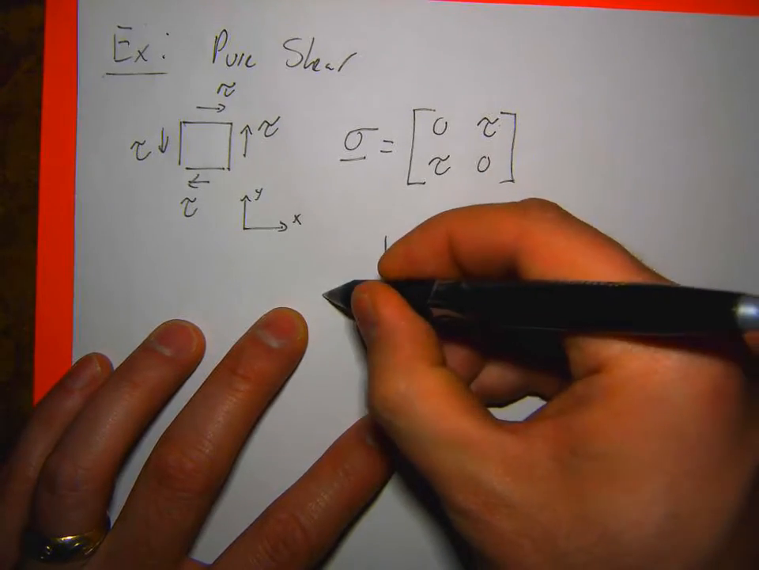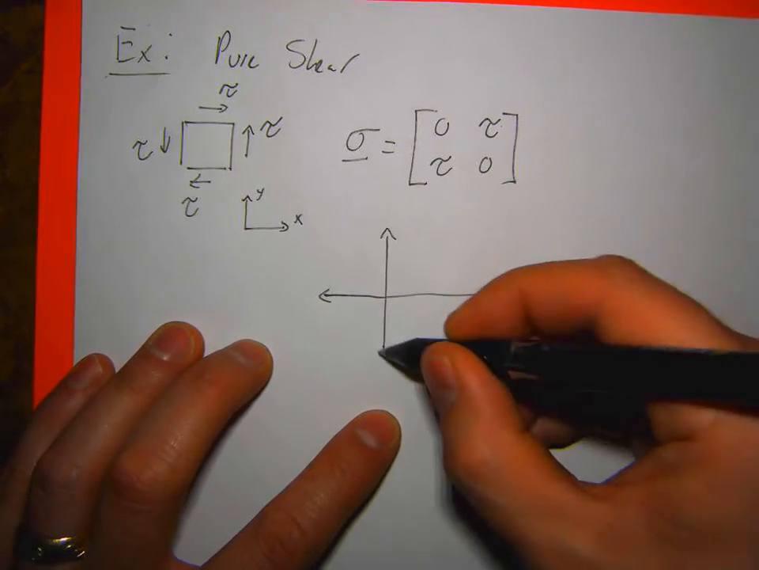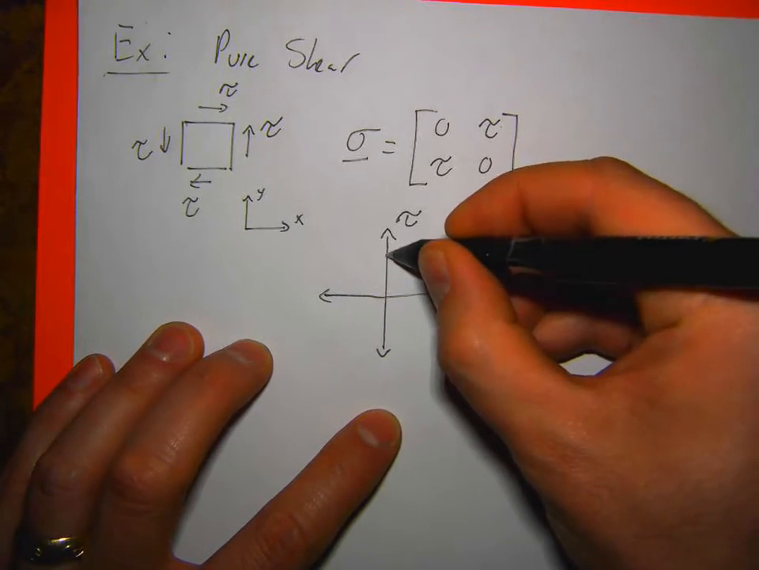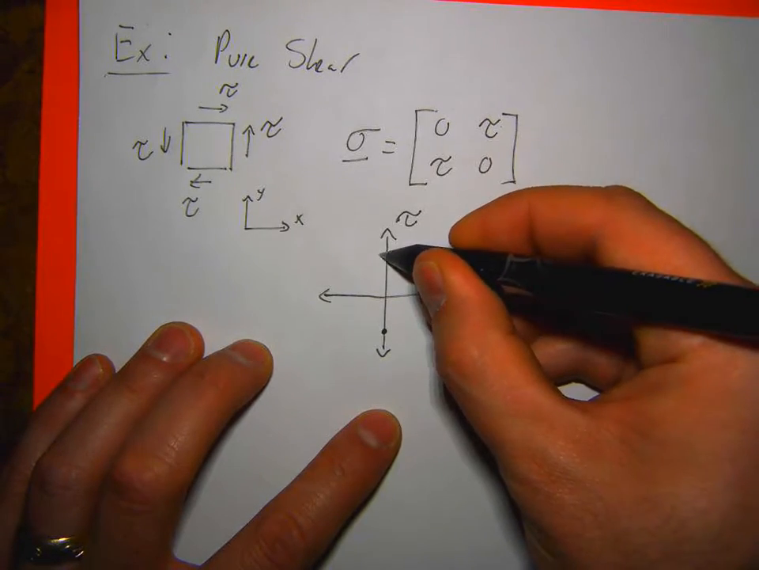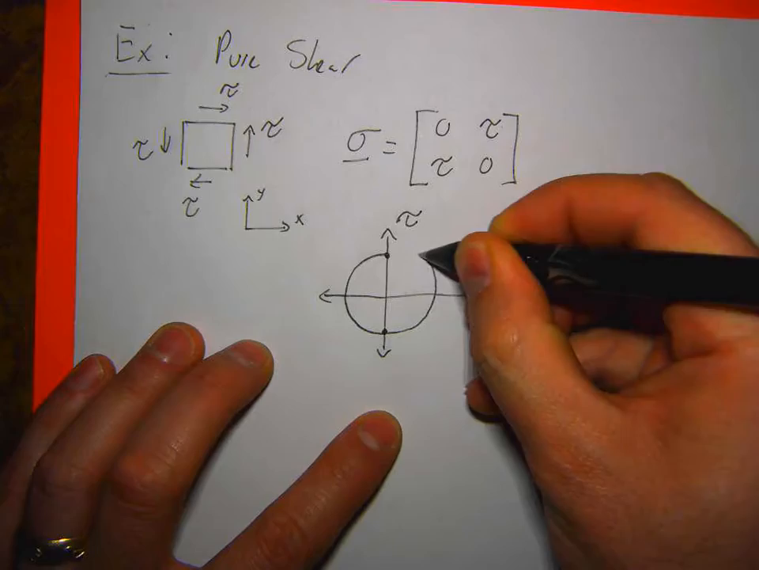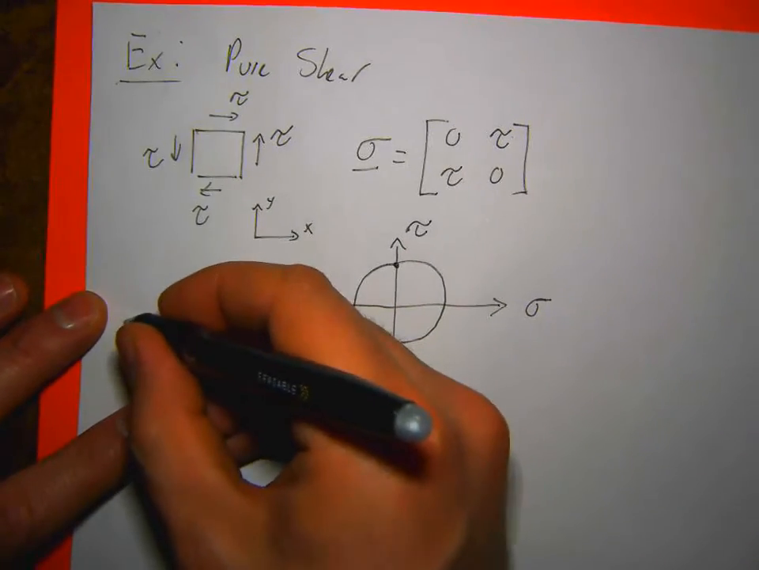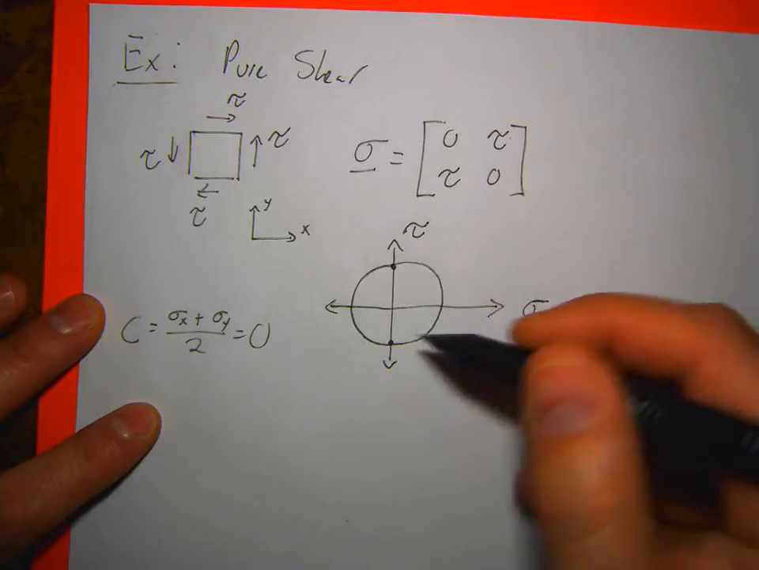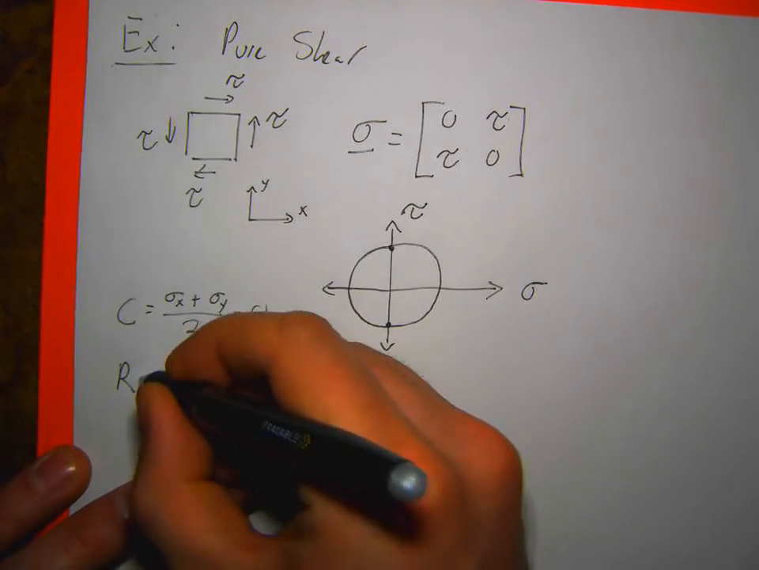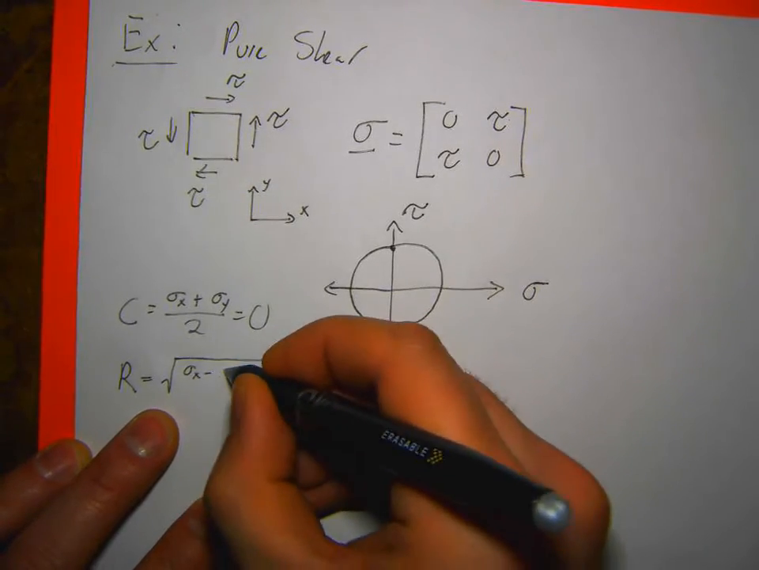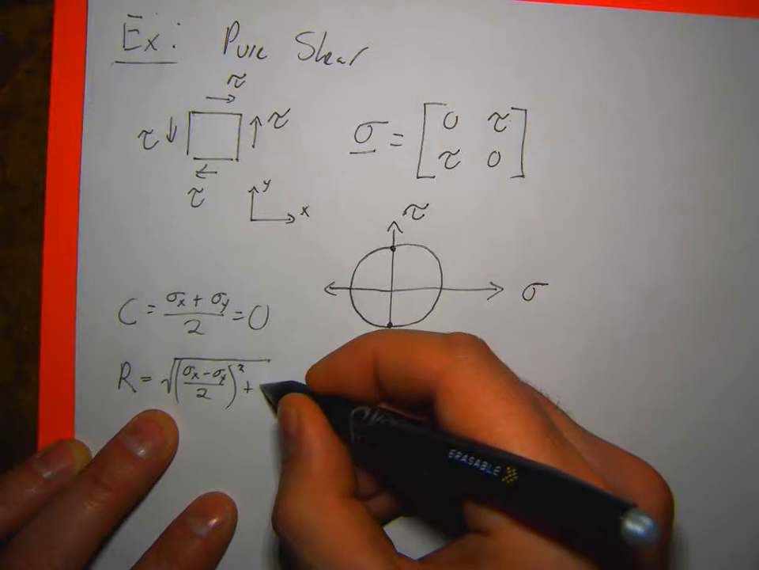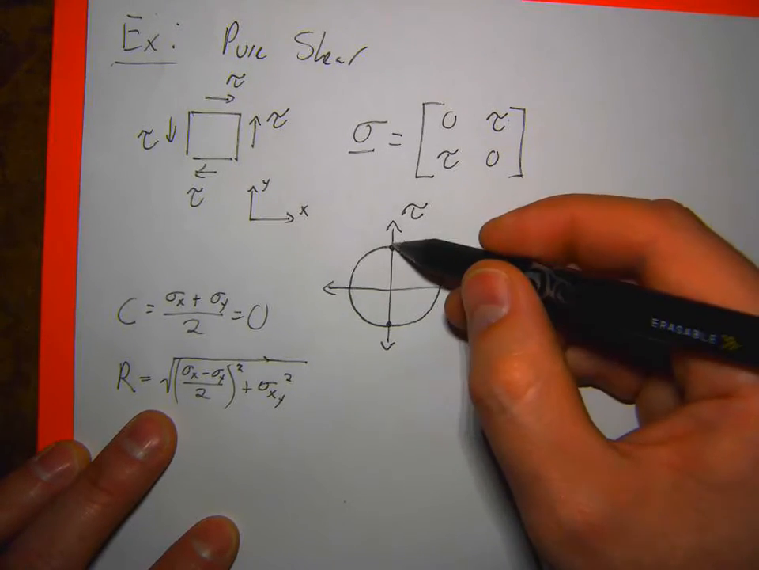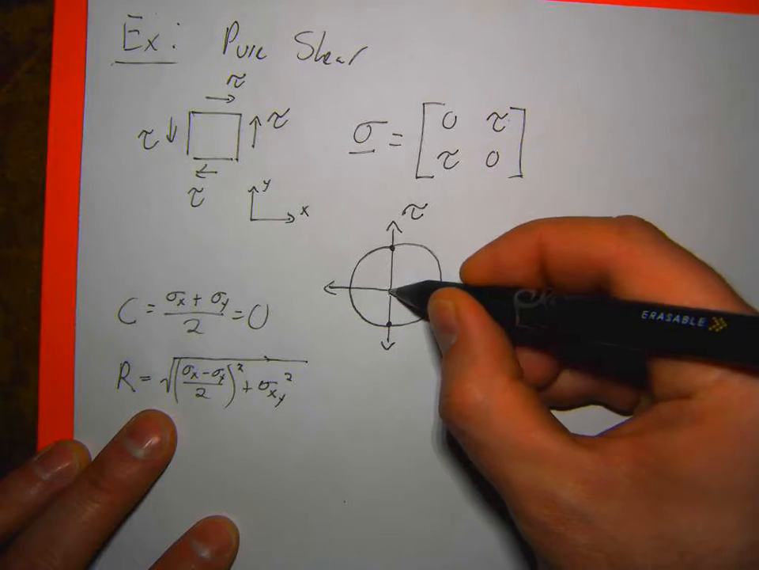So I can draw this out. This is now my stress, axial stress and shear stress. My points here are tau and minus tau. There's no axial stress. So I know the center point of the circle, sigma x plus sigma y over 2, is just 0. So my circle is centered at 0. My radius is the square root of (sigma x minus sigma y over 2) squared plus sigma xy squared. This is 0, this is tau, so my radius is still just tau, conveniently. So I have my circle centered at 0, radius tau.